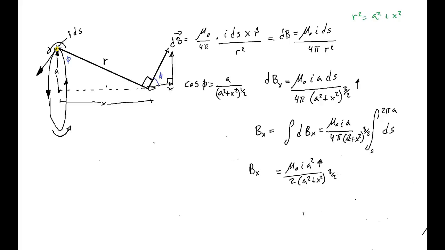Okay, along its axis. It's all that. Where x, the x axis is considered the axis of the loop, perpendicular to the plane. I'm going to write down u sub 0 I a squared divided by 2 times the quantity a squared plus x squared raised to the 3 halves.